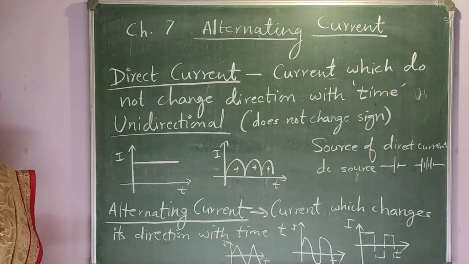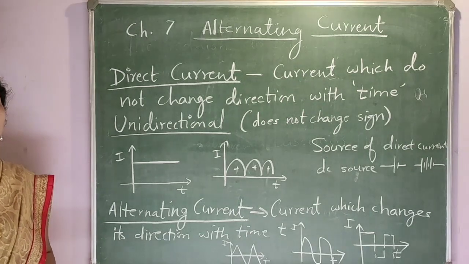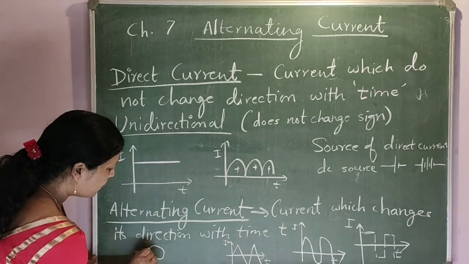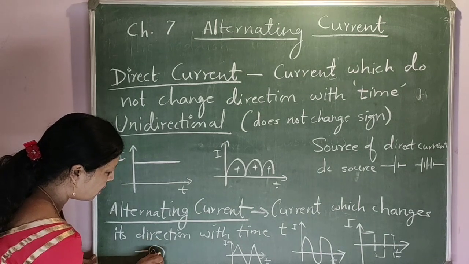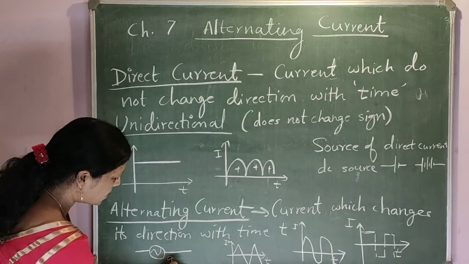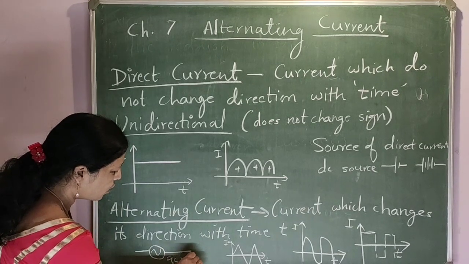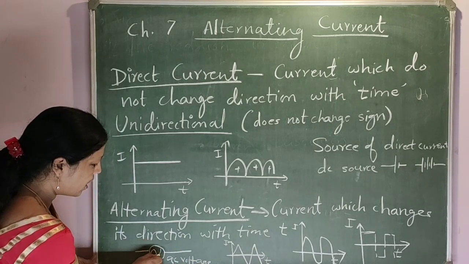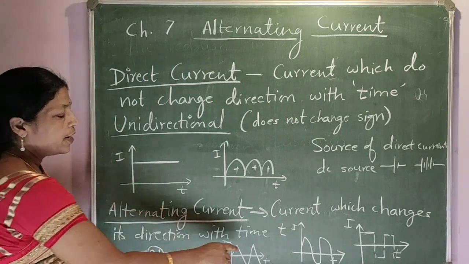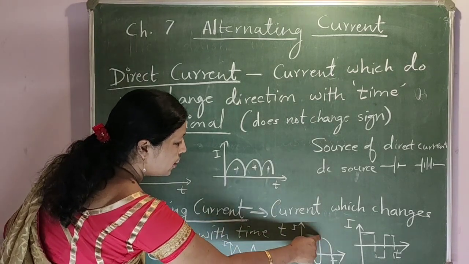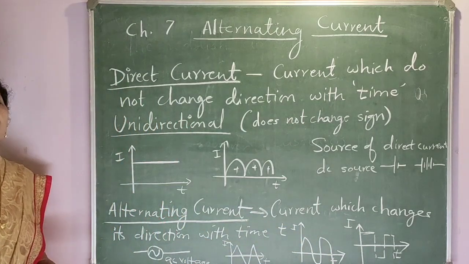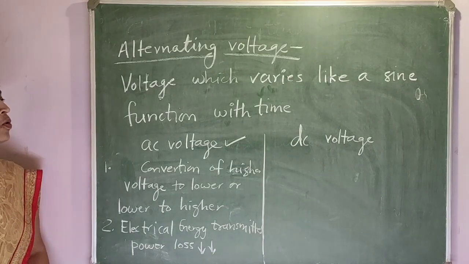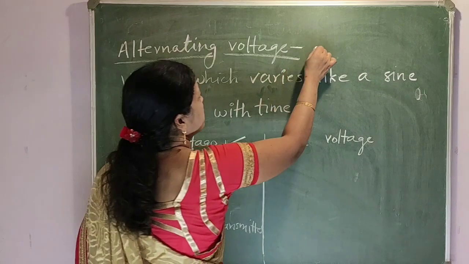What is the source of alternating current? Alternating voltage is the source of alternating current. The source of alternating current is alternating voltage, which is called AC voltage, and it is shown by the sinusoidal symbol. That means the current is changing its sign with time. That is called alternating current. Alternating voltage is called AC voltage.